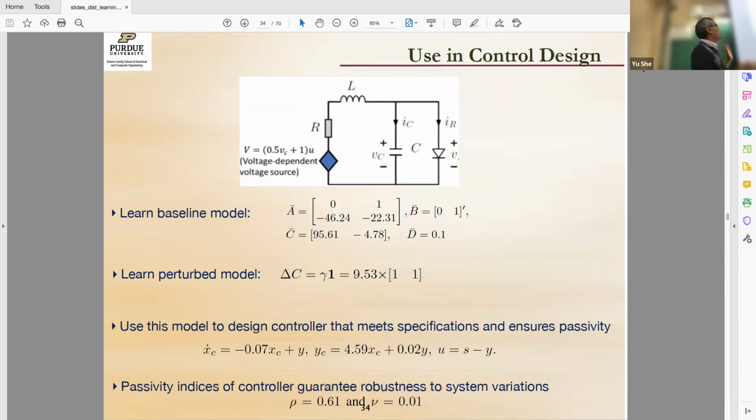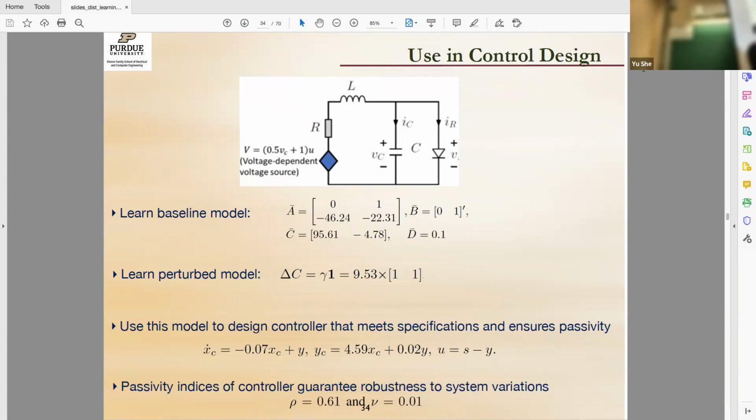So here is how I would use it, right? So I have, let's say, a simple circuit. I learn a baseline model. This is not passive. Original system is passive. I know that. There's resistance in there. So I learn a perturbed model. I keep perturbing the C, and at gamma equals 9.53, I get a passive system.